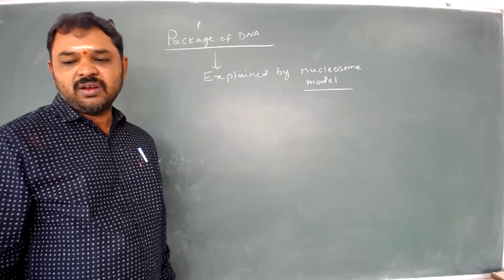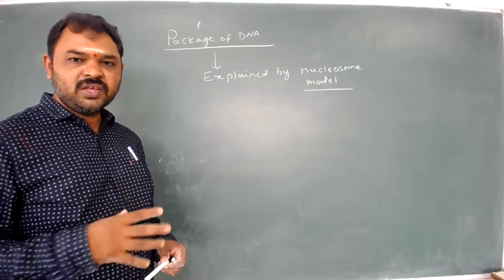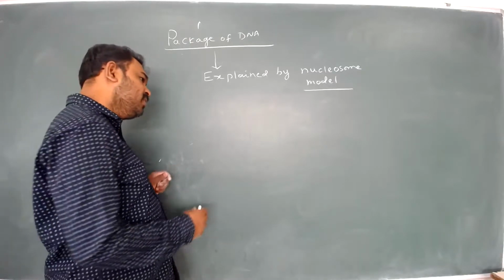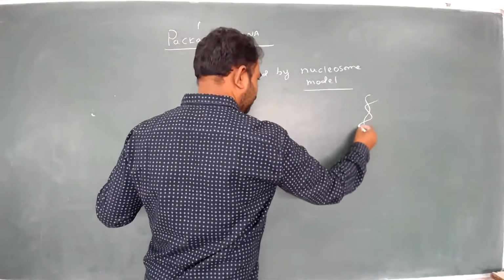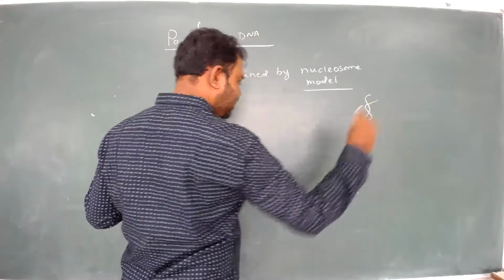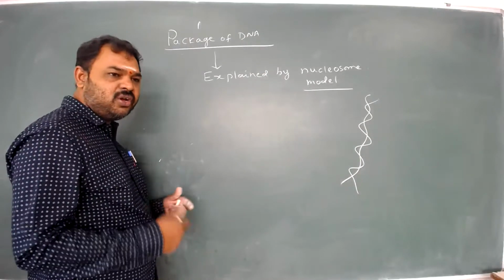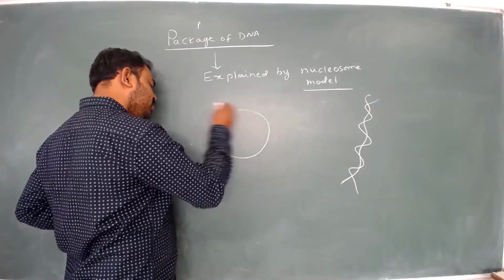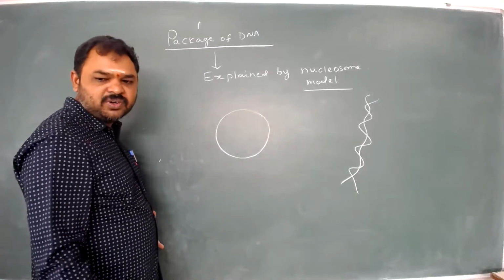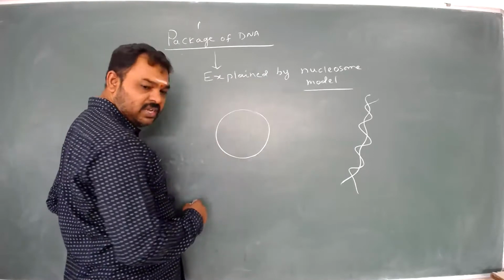What model was proposed here? The nucleosome model. What is the nucleosome? You can see this is the DNA, a big length of DNA, about 2.2 meters. Such a DNA is coiling. How is it coiling? In the nucleus there are proteins. These are histone proteins. The DNA coils around the histone proteins.